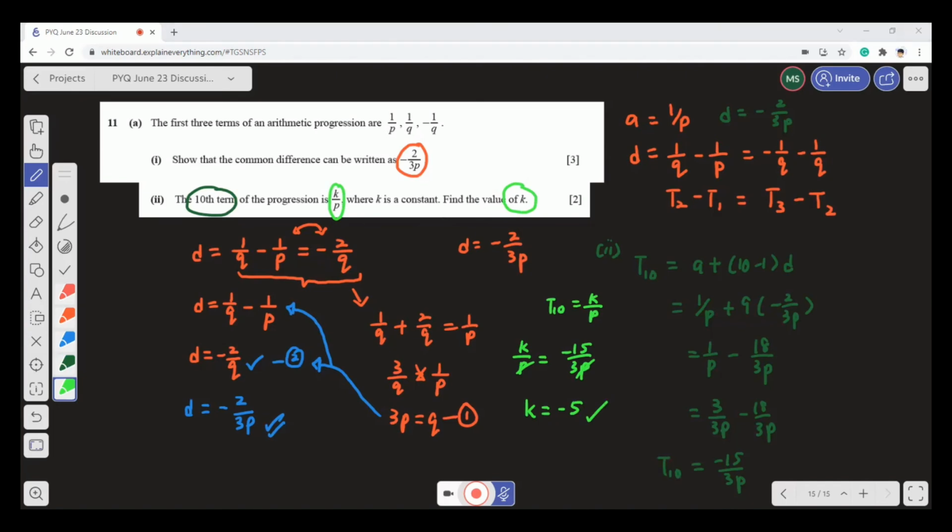Any questions? This question is a little bit uncommon, I can say. Not as like, please find the sum of first 10 terms, please find the 10th term with value. This comes without value. So it's a little bit uncommon. That's why I can say.